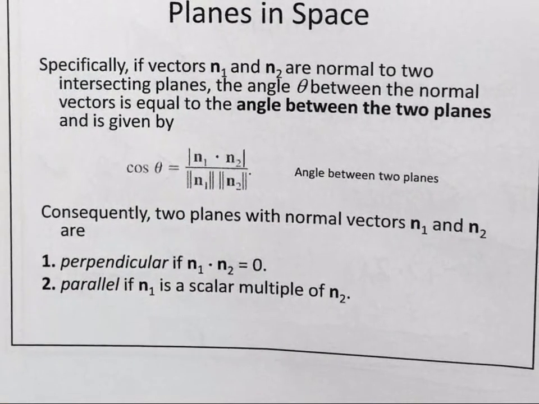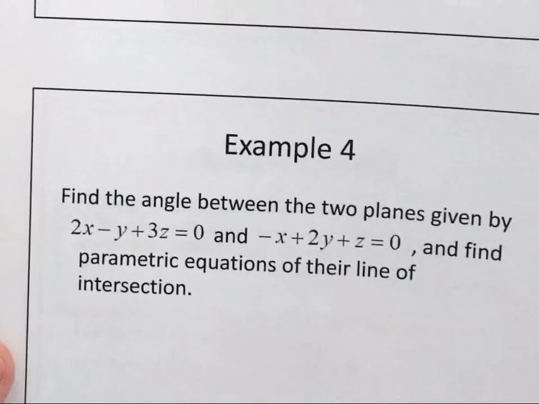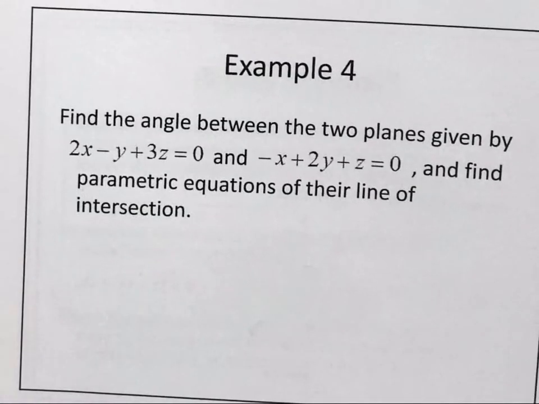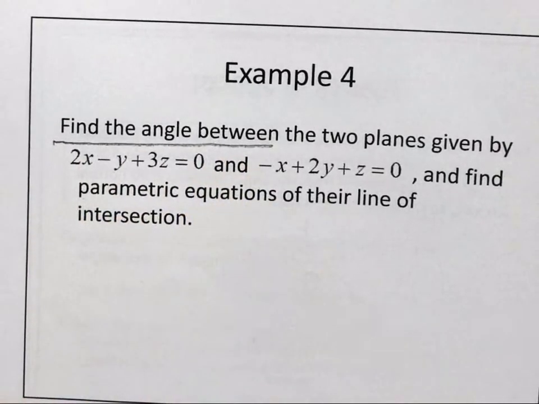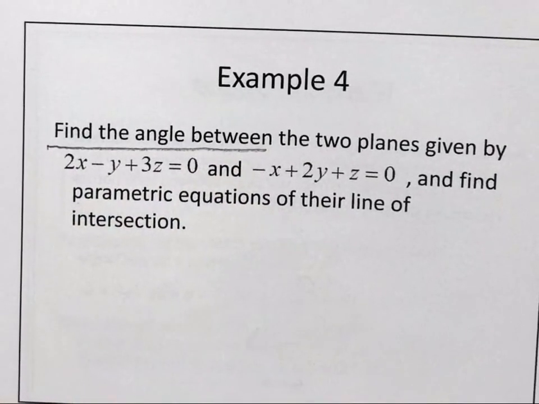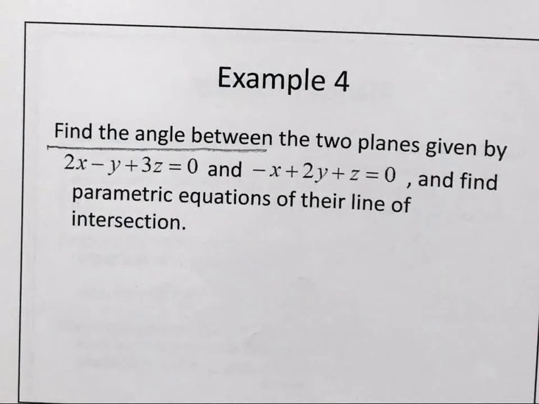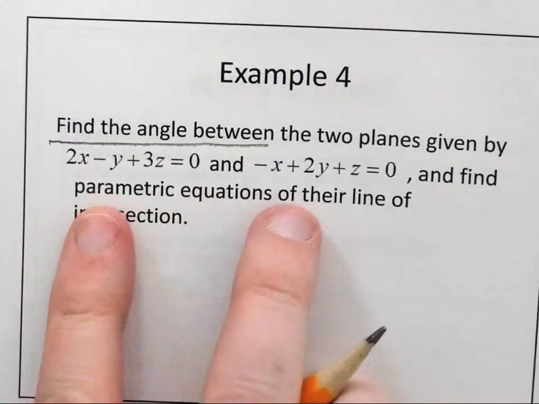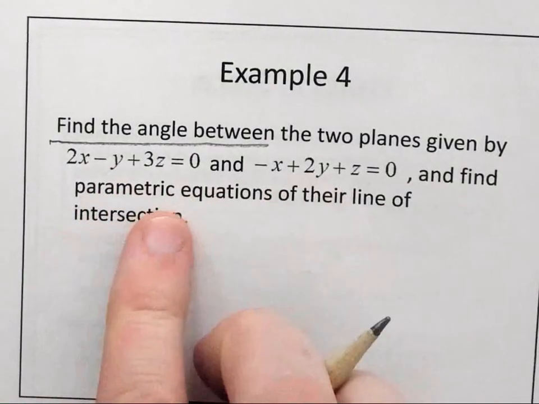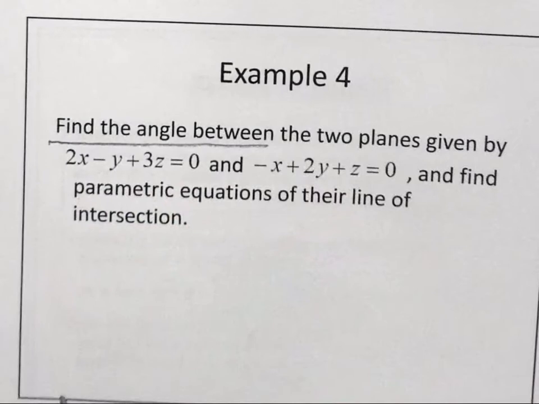So if I have these two planes, I want to find the angle between them first. What do I do? Well, what do I need in order to be able to do this? The normal vectors. These are in general form as is. They're equal to 0, right? I don't have any weird distribution to deal with.